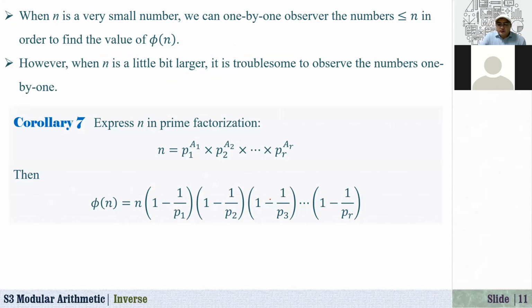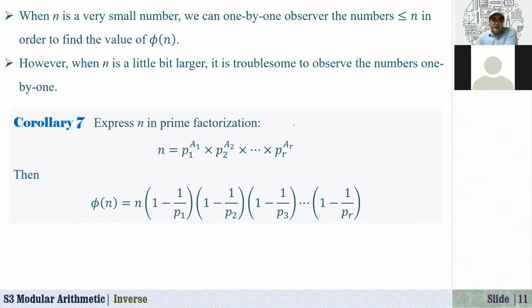Now you see here, when the number is small, we can use this method. But when the number is too big, like let's say 500 or 1,000, even 10,000, that method is not a practical way to find the number of numbers which is relatively prime to n. So now we have a kind of result of that theorem, like a corollary, which means it's a result taken from a main theorem.